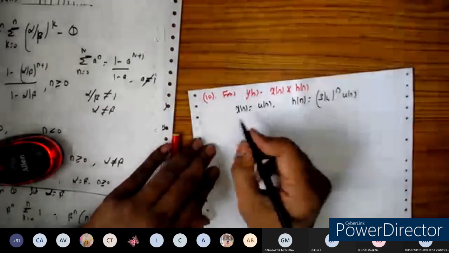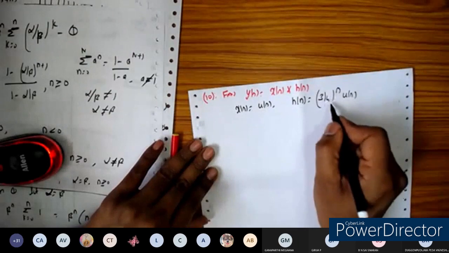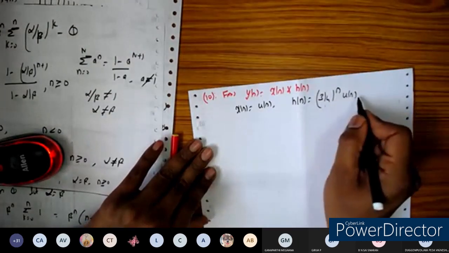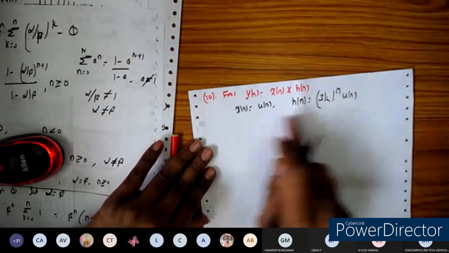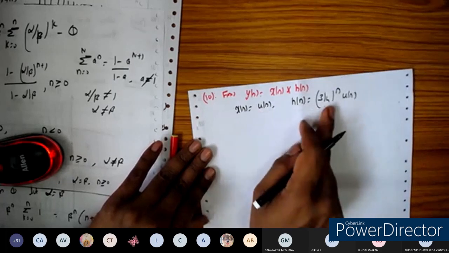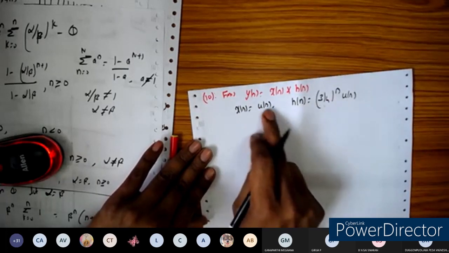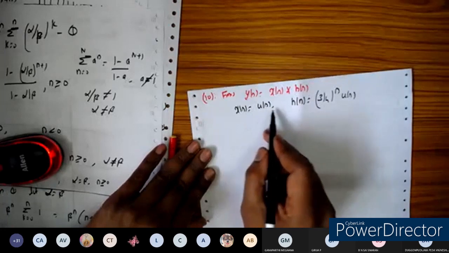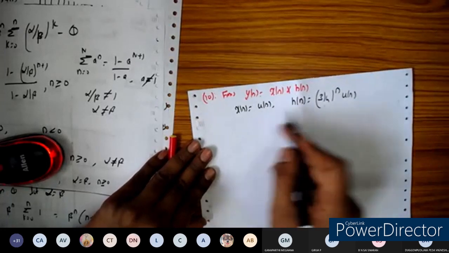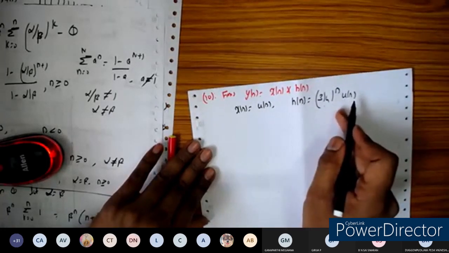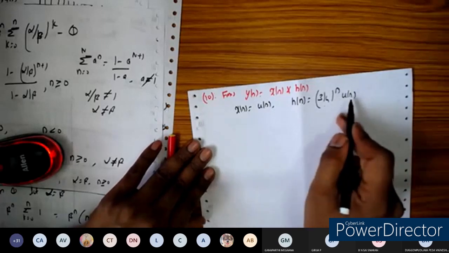So now we have the sequence x of n is equal to u of n and h of n is 3 by 4 to the power of n into u of n. Among these, x of n is the simplest one when compared to the other. So I'm going to introduce a shift in x of n because it is the simplest, and I'm not going to introduce any shift in the h sequence.